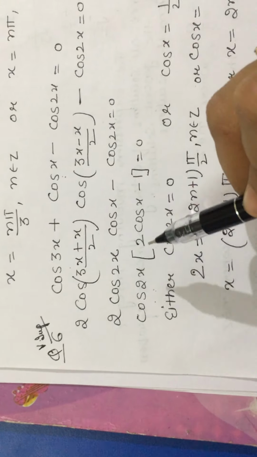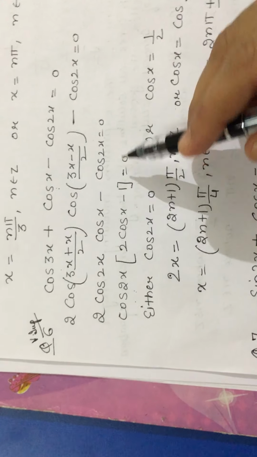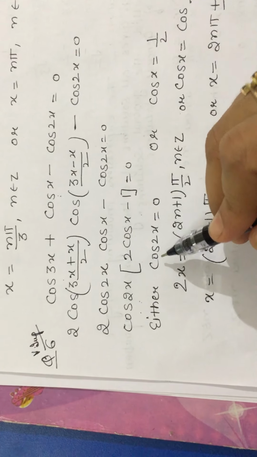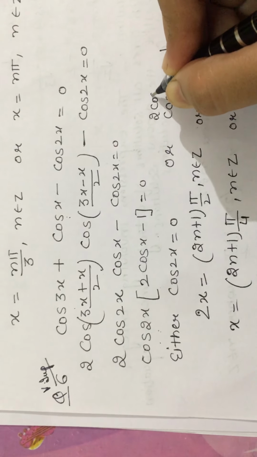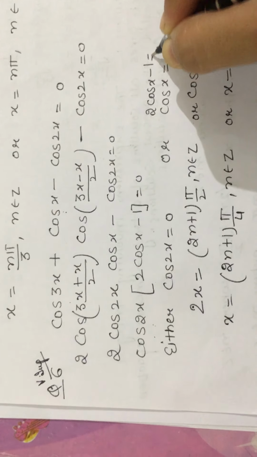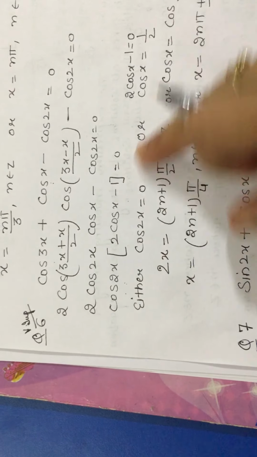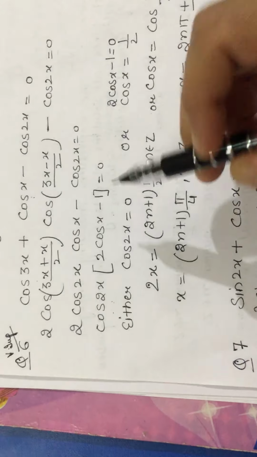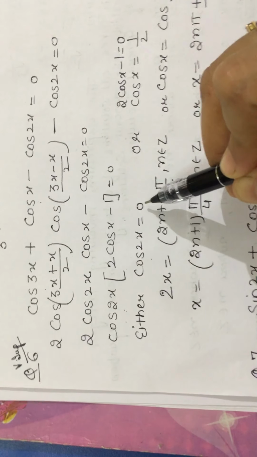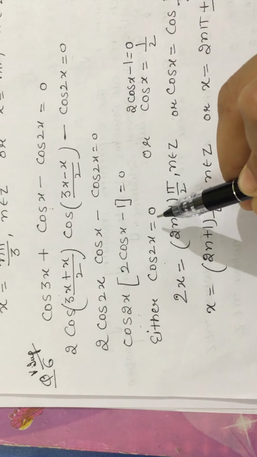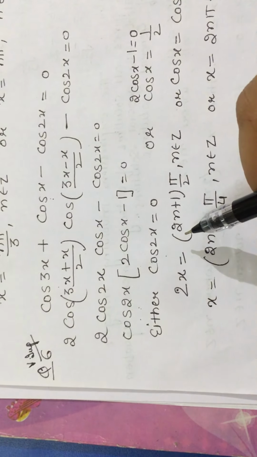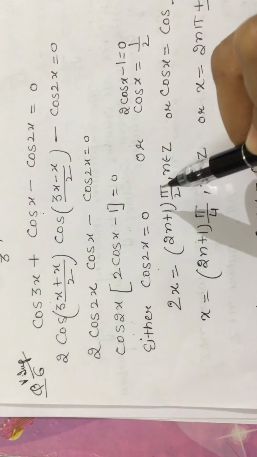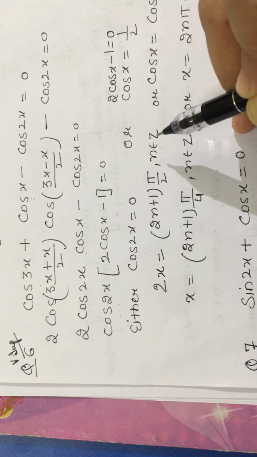Either the first term is 0 or the second term is 0. That means we have either cos 2x equal to 0, or 2 cos x minus 1 equal to 0. First we'll solve this trigonometric equation, cos 2x equal to 0. If cos theta is 0, then all the general solutions are given by theta equal to (2n plus 1) pi by 2, where n belongs to integers.